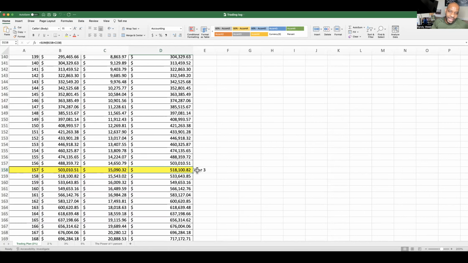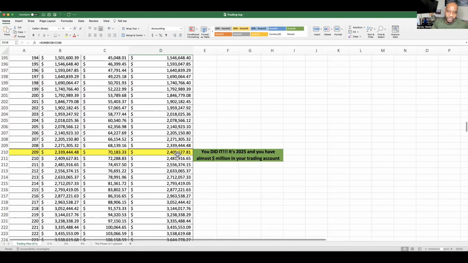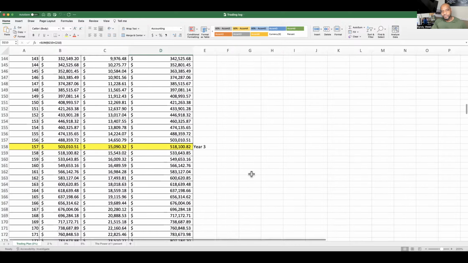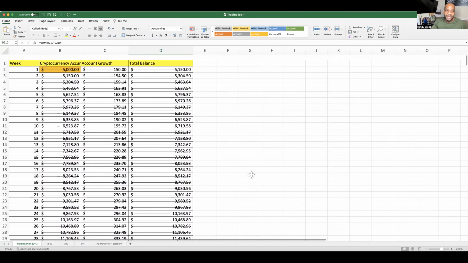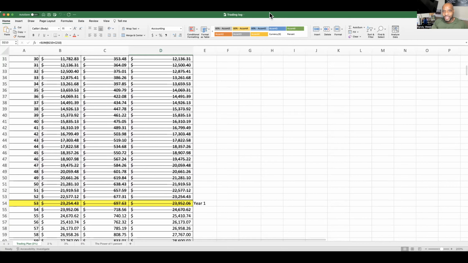So year 3, and now we're leading to year 4, 500,000 turns into 2.4 million. Woo, you did it. 2025, right? That's the goal. So we can take time and build this up without having to lose money. Okay, so that's the trading log that I follow. All right, so now that I showed you what 3% a week can do for you, let me show you how I get 3% a week. Randy, do I have to always use you, or can I do it myself? You can do it yourself, and I want to show you that you can.